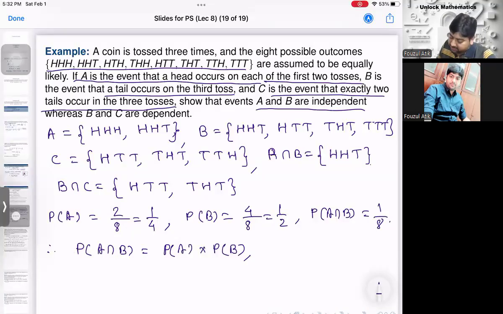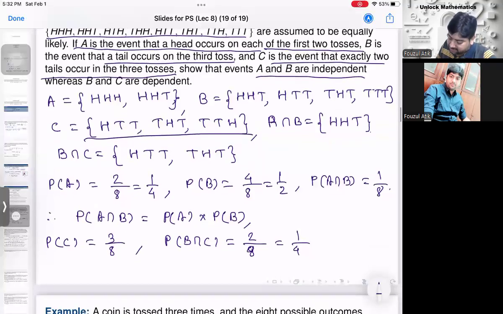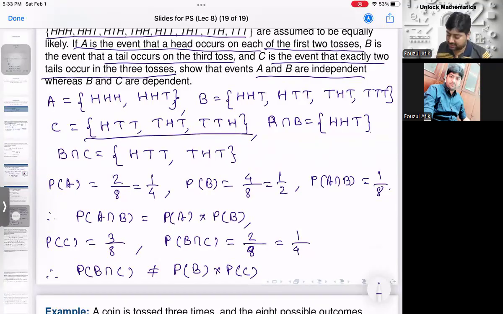Next, what is P of C? P of C is equal to 3 by 8 because it has three outcomes. And what is P of B intersection C? It has 2. So 2 by 8 is equal to 1 by 4. And therefore, I can easily see that P of B intersection C is not equal to P of B into P of C, because P of B is 1 by 2, P of C is 3 by 8, which is not equal to 1 by 4. Therefore, the events B and C are not independent, and therefore B and C are dependent.